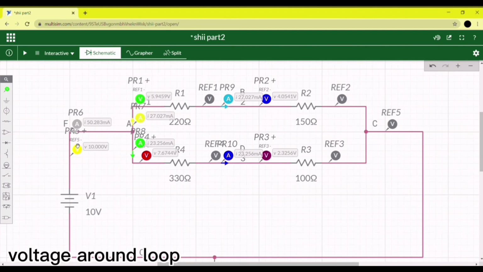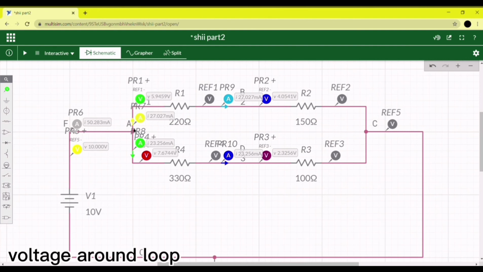To measure the voltage around the loop A, B, C, E, F, A, the voltage goes through AB, CB, and V total. So the total voltage around loop ABCEFA is 11.8918 volt. For loop ABDA, we take the voltage at AB and AD and sum them. The total would be 13.6203 volt.